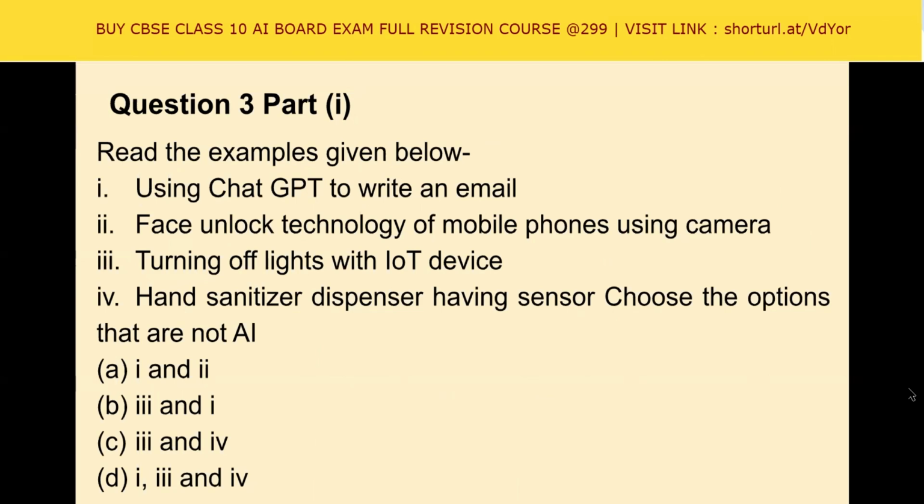Now, question number three, part one. Read the example given below using ChatGPT to write an email. So unlock technology, you can open your mobile with your face. Turning off the light by an IoT device nowadays, Alexa and many devices are there. You can speak, and they can turn the device light on and off. And hand sanitizer dispensers have a sensor. You put your hand under the sanitizer and it automatically dispenses the hand sanitizer. So which one is not AI here?